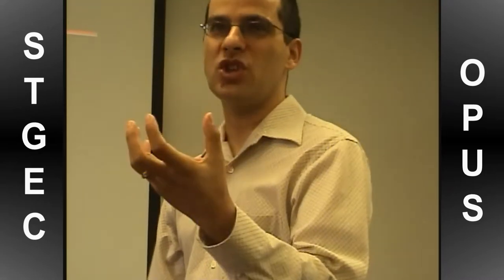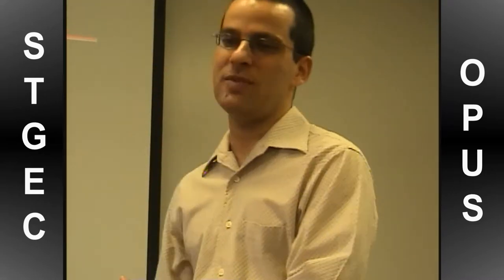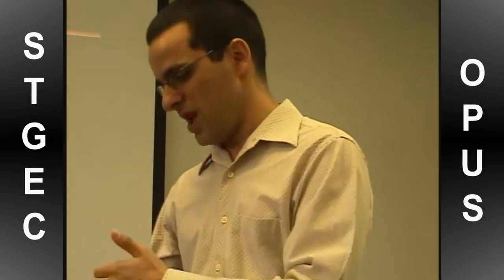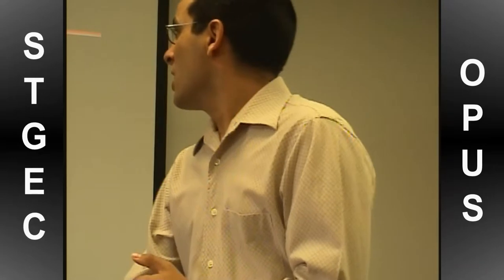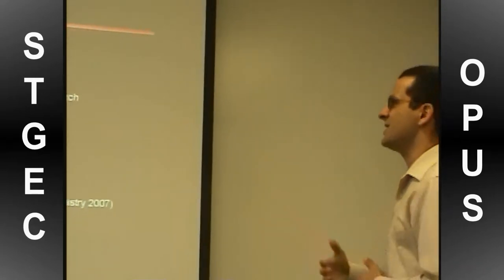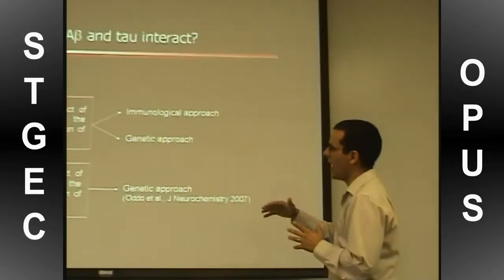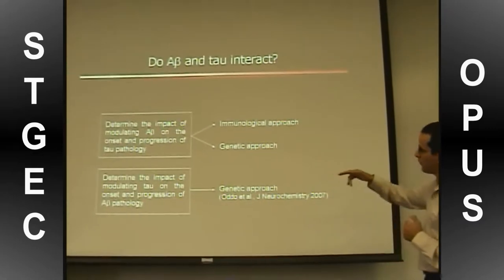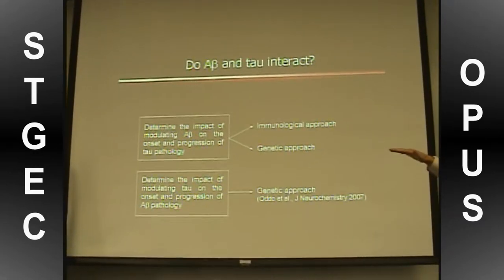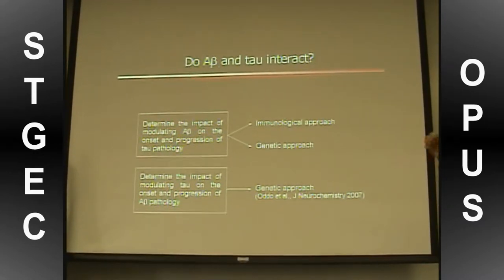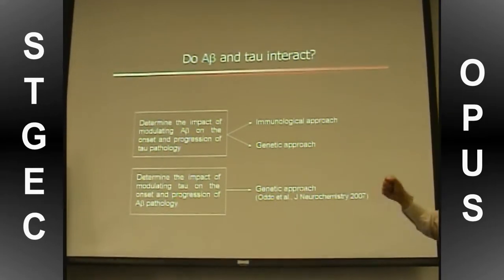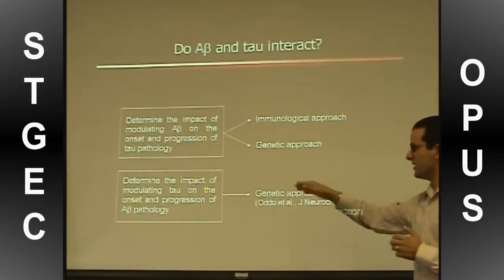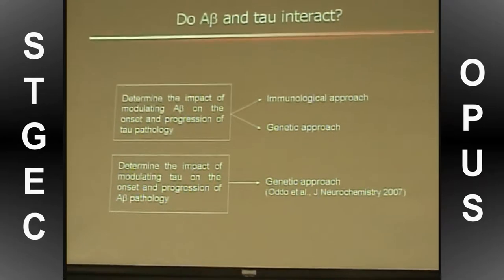So there is this idea in the field that A-beta is upstream, and this accumulation of A-beta leads to all the downstream events that eventually culminate in Alzheimer's disease. The way we try to address whether A-beta and tau interact is by determining the impact of modulating A-beta on the onset of the tau pathology, and the impact of modulating the tau pathology on the onset and progression of A-beta.